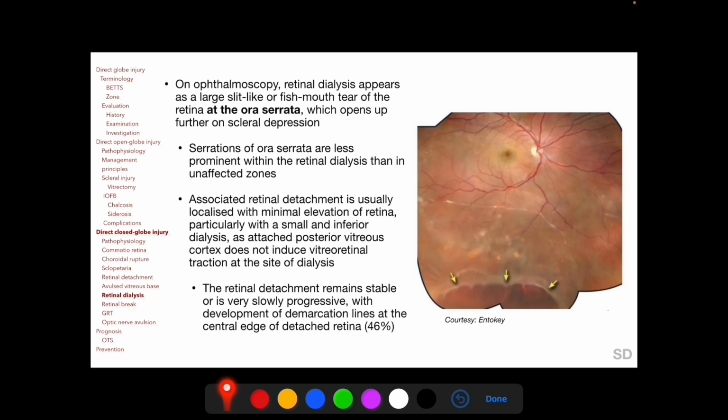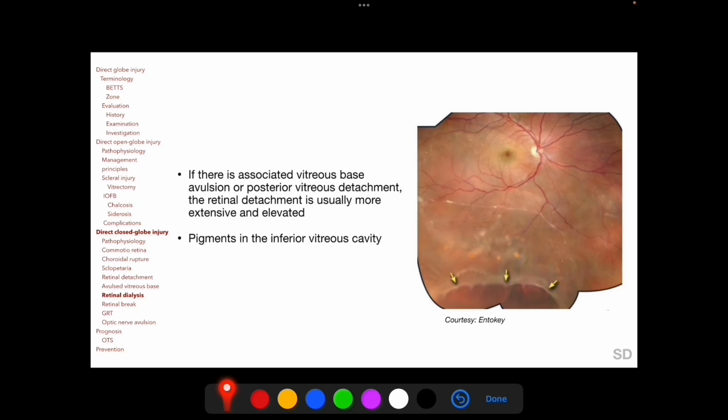As we have mentioned, the associated retinal detachment is usually localized with minimal elevation of the retina, as the attached posterior vitreous cortex does not induce vitreoretinal traction at the site of the retinal dialysis. So in retinal dialysis, the retinal detachment either remains stable or is very slowly progressive over time. If there is associated vitreous base avulsion or posterior vitreous detachment, the retinal detachment is usually more extensive and elevated.